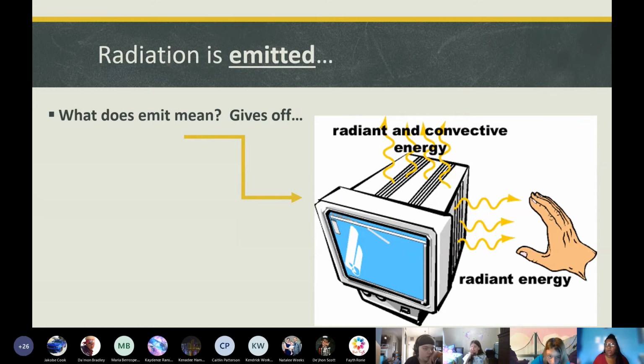It's important that you know what that word means. I promise you'll see it soon. Hint, hint, hint. You don't need to necessarily draw this picture. I do want you writing down these notes here. We need to know what emit means.